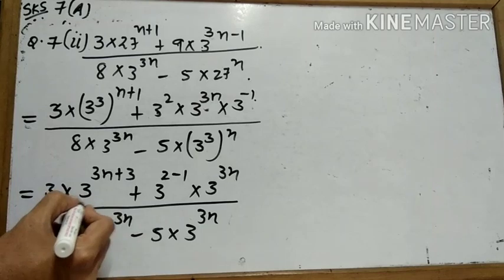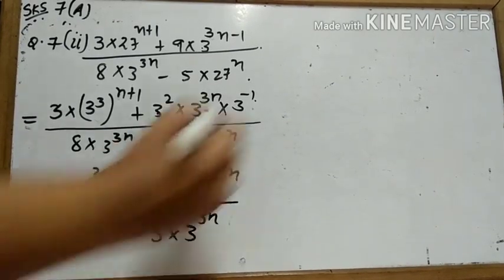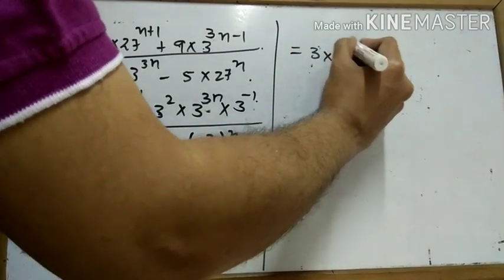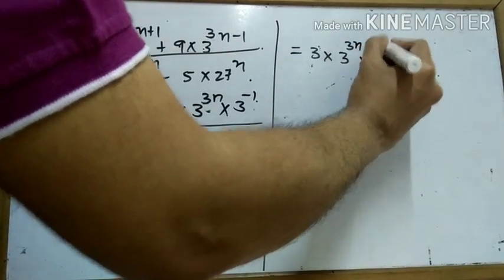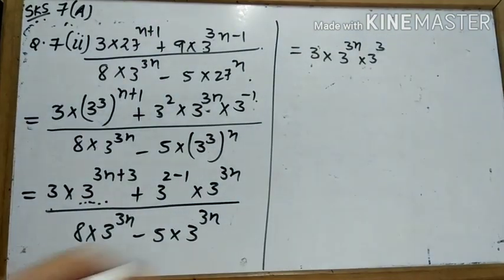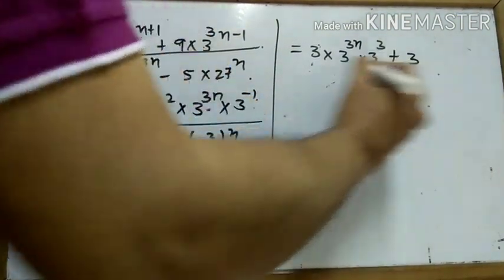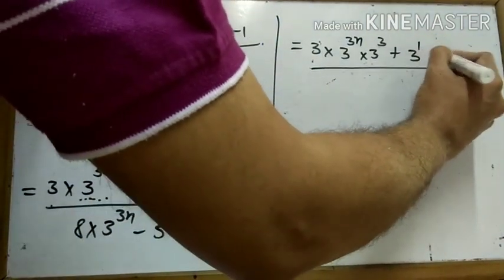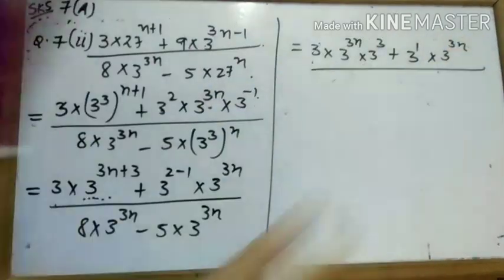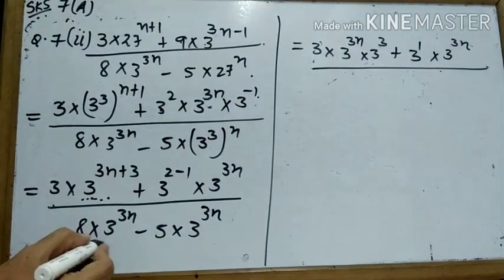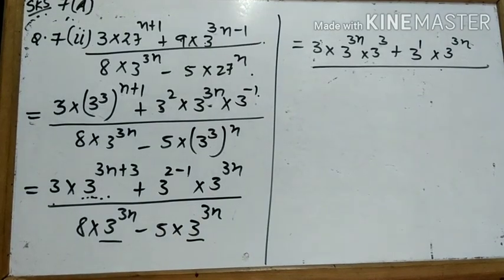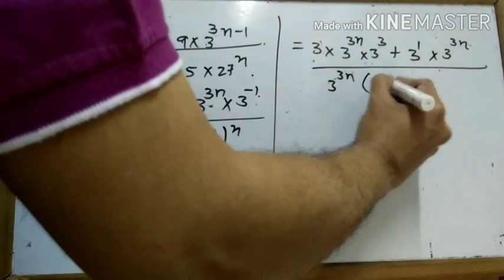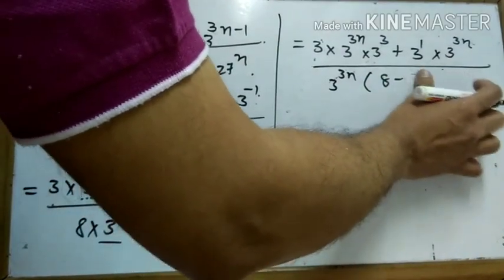Now this particular term can be written down in a little different way. You can see over here, it can be written down as 3 multiplied by 3 raised to 3n multiplied by 3 cube. We have used that particular concept multiple times, so you should understand that. 2 minus 1, so 3 raised to 1 multiplied by 3 raised to 3n. In the denominator, if you observe this carefully, 3 raised to 3n, 3 raised to 3n, I can take it out as common. So 3 raised to 3n into bracket 8 minus 5.